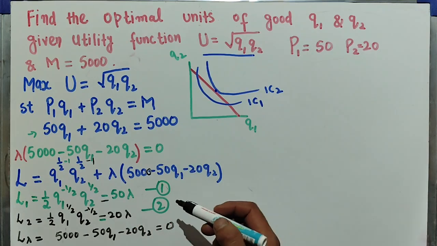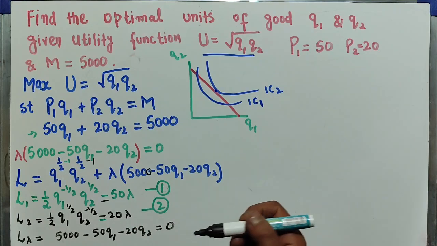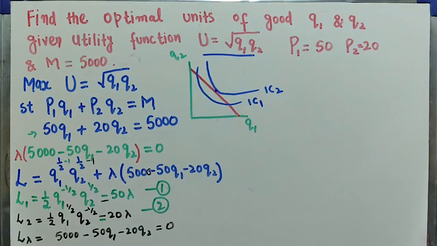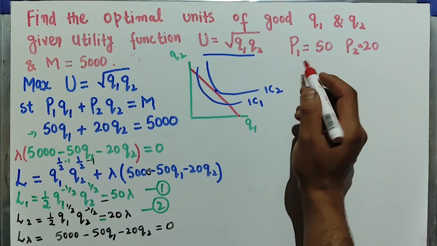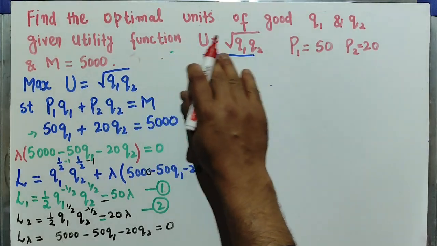Now what will we do? We divide equation first by equation second. So we will get here, for this, let me rub this.